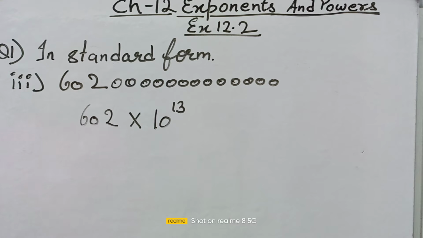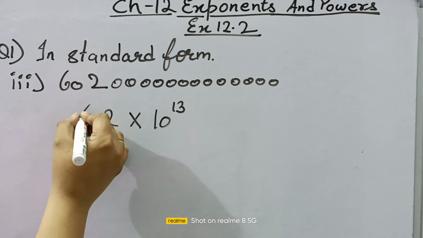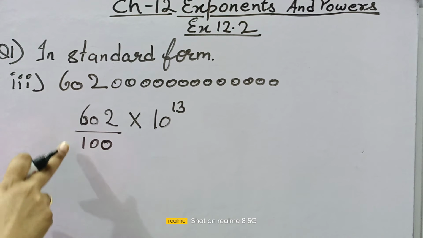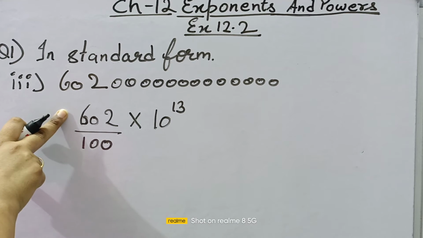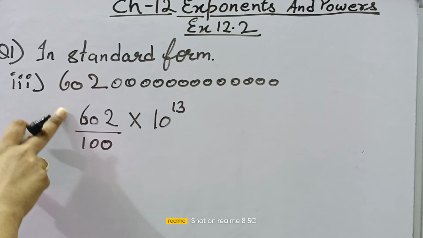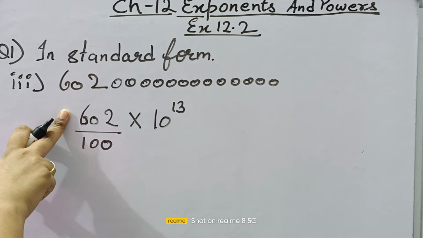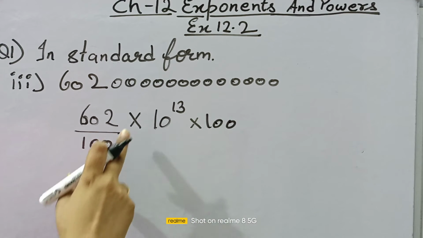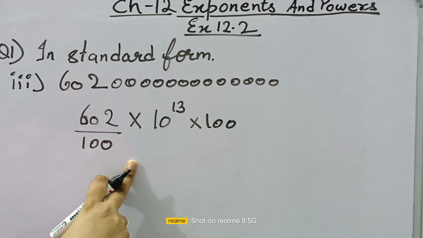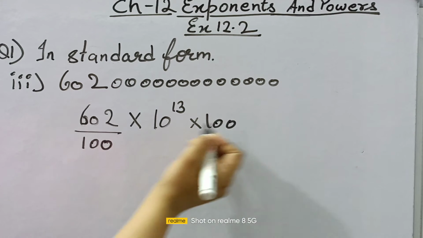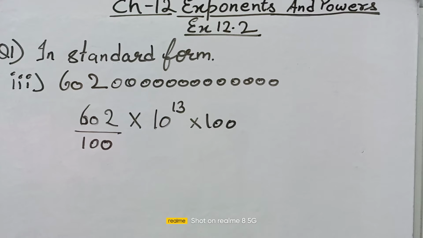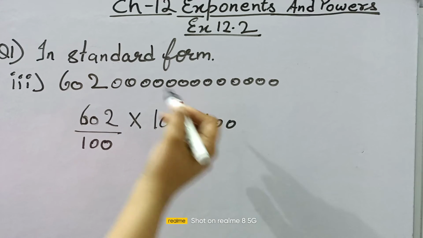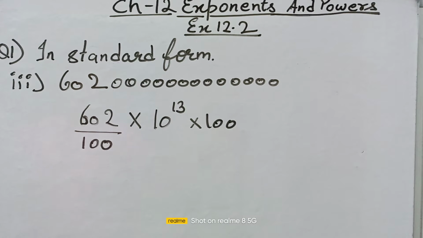If you want to write it in terms of a small number, then you can divide this number by 100. So when you are dividing this by 100, that means you have to multiply also with 100, so as to keep your number unchanged. If I multiply and divide at the same time with the same number in the numerator and in the denominator, that means I am not changing my fraction, because this 100 can be cancelled out and this will remain the same. So here I am just dividing this number by 100 and I will add this 100 to 10 raised to the power 13.